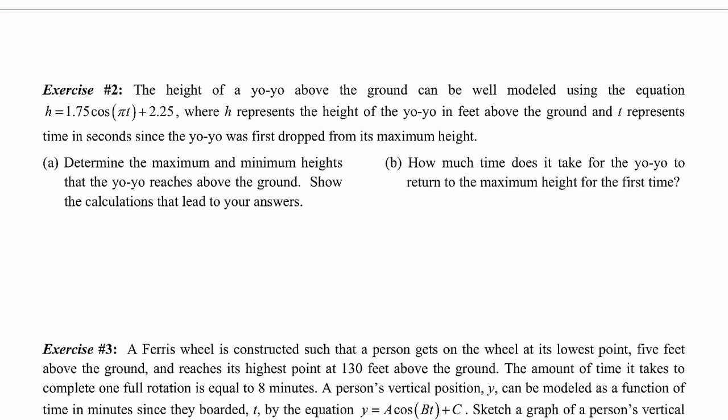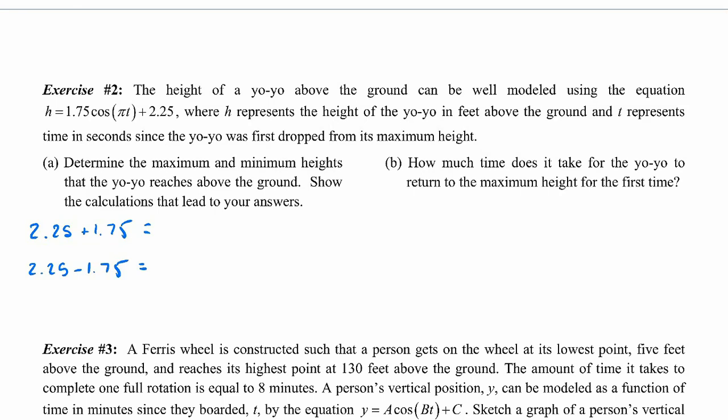Determine the maximum and minimum heights that the yo-yo reaches. Show the calculation. So basically, we're looking for the range here. We could graph it all out, but I think easier than that, if we just work off the midline and the given amplitude, we can get that range pretty easily. So we have a midline of 2.25. From there, we know we're going to go up 1.75 as well as down 1.75.